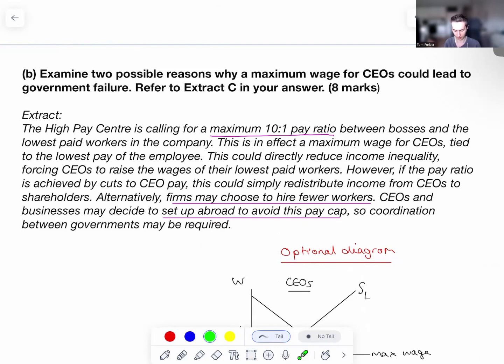And it says that the High Pay Centre is calling for a maximum 10-to-1 pay ratio between bosses and lowest paid workers in the company. This is in effect a maximum wage for CEOs that is linked to the lowest pay of the employee in the company. Now, 2 sources of government failure here. Well, one is that firms could choose to hire fewer workers, maybe getting rid of lower paid workers to meet the pay ratio, or firms may decide to move abroad to avoid the pay cap.